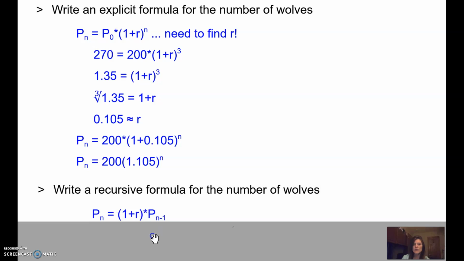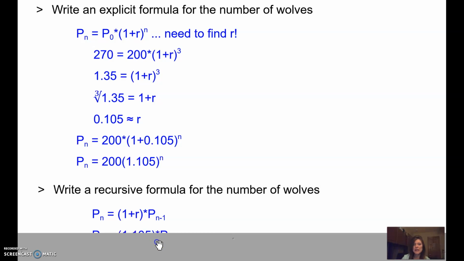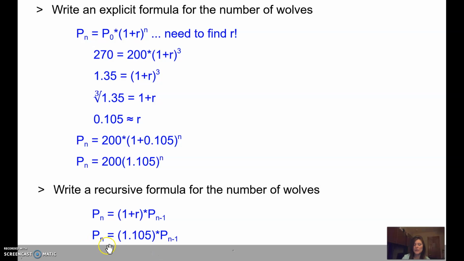So in this case, we know that P sub n is equal to 1 plus r times P sub n minus 1. So we're using exponential. So P sub n is going to be 1.105 times P sub n minus 1. So whatever your starting one is, you're going to multiply 1.105 times that, get to the next one. Then you multiply it again by 1.105 to get to the next one after that, and so on.